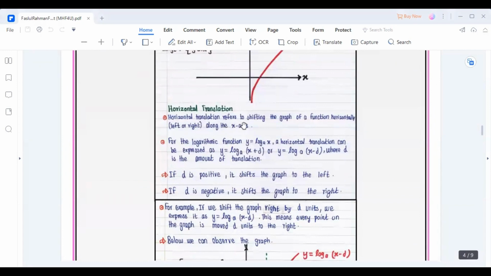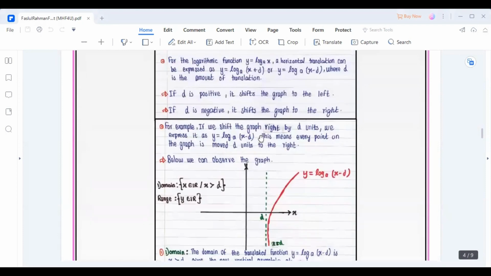Horizontal translation refers to shifting the graph of a function horizontally, which is left or right along the x-axis. For the logarithmic function y equal log ax, a horizontal translation can be expressed as y equal log a within bracket x plus d, or y equal log a within bracket x minus d, where d is the amount of translation. So first one is if d is positive, it shifts the graph to the left. Second one is if d is negative, it shifts the graph to the right.